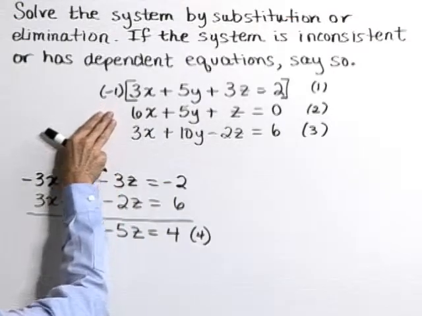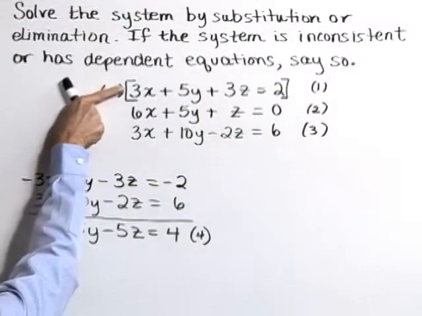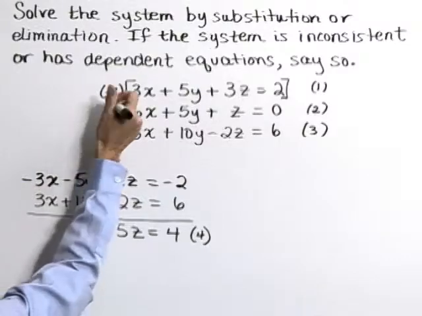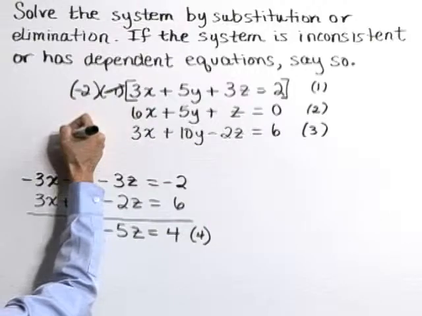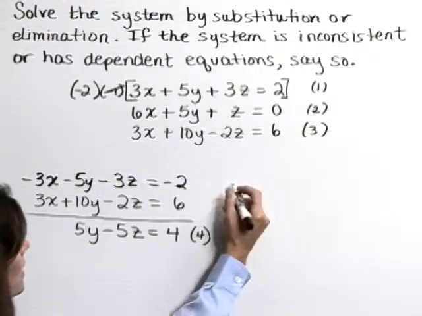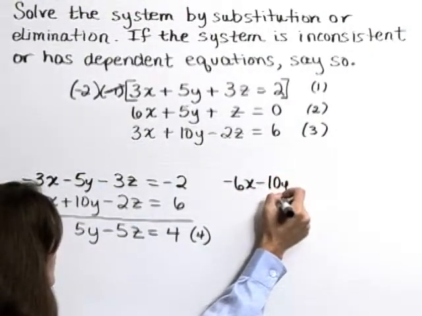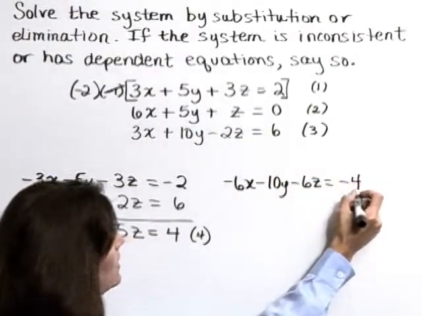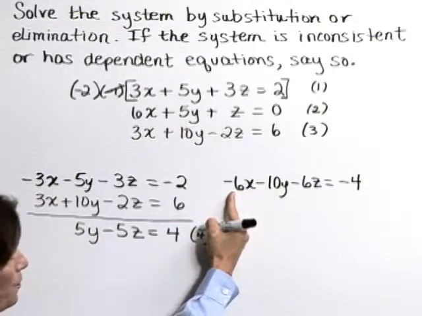Now let's go back to our original 3 equations, and let's select equations 1 and 2 and eliminate the variable x again. Here I'm going to fix equation number 1 by multiplying it through by -2, so that equation 1 then becomes -6x minus 10y minus 6z is equal to -4. So that was equation 1 multiplied through by a -2.